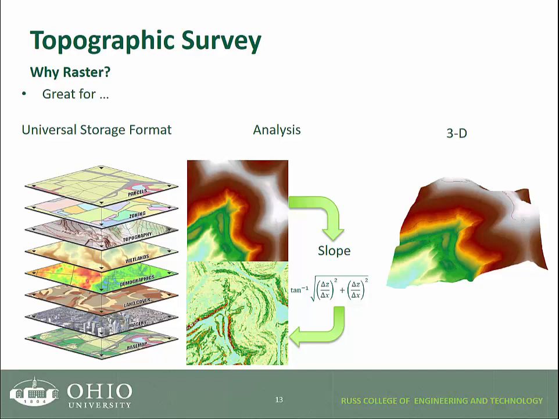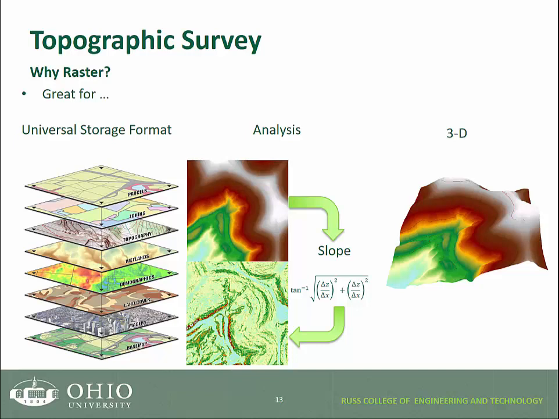Why do we want to use a raster? Well, rasters use universal storage formats such as TIFF and are very storage efficient. Rasters can be analyzed and overlaid with other spatial data for comparison and analytical purposes. Raster cell values can be multiplied, divided, added, subtracted, or other more advanced calculations can be used, such as the slope calculation.